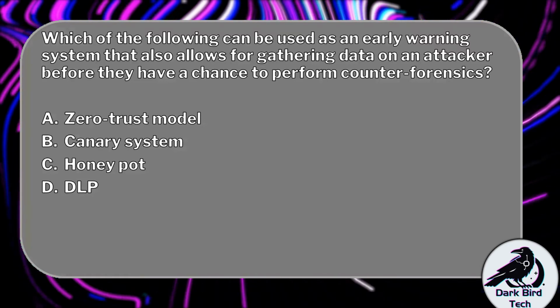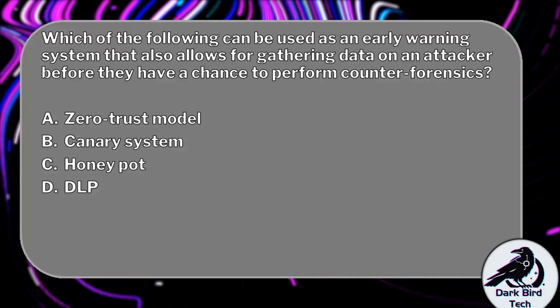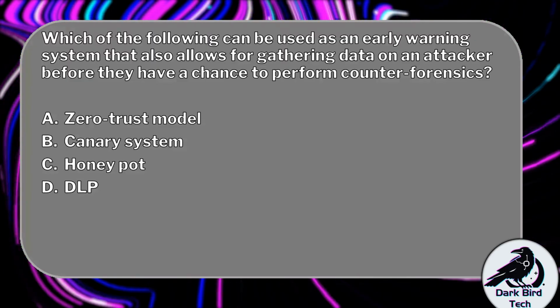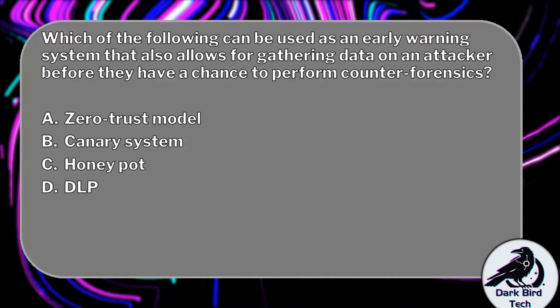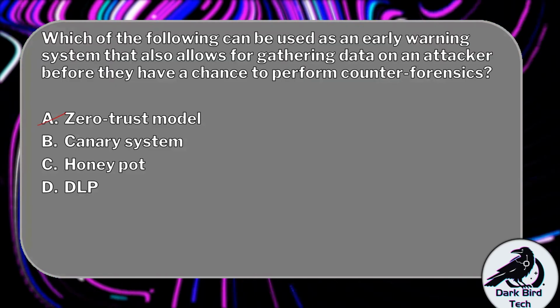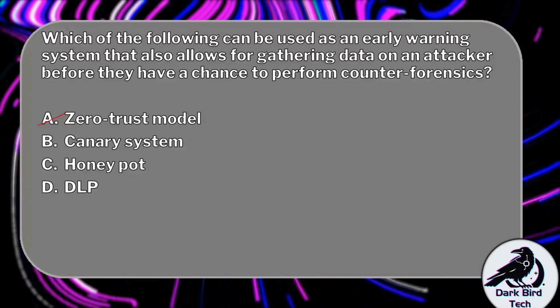So a Zero Trust Model is more of a design approach for the entire environment's architecture. So I can't see that being an early warning system, something in particular. So Zero Trust is not doing it for me. It's more of a design paradigm. A canary system?